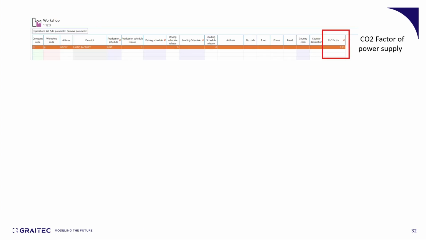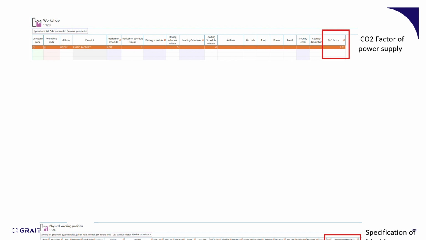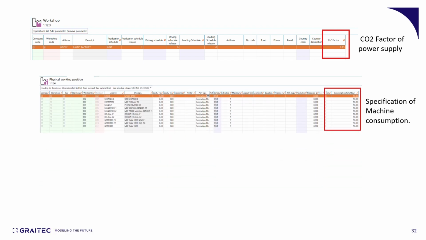How it's done, so if we look into the production side, you have the workshop where you can input the CO2 factor of the power supply, your electrical power supply, which is provided by the means of your electrical contract. So you can input those CO2 factors. You can then also look into your specifications for your machines, how those machines are using, what are the consumptions, kilowatts per hour. You can place that into the physical working positions manual. So you can place those values within the software.